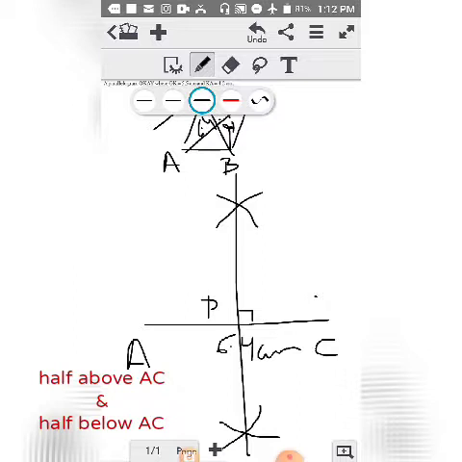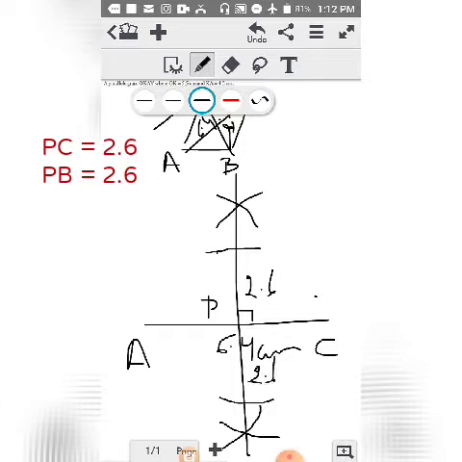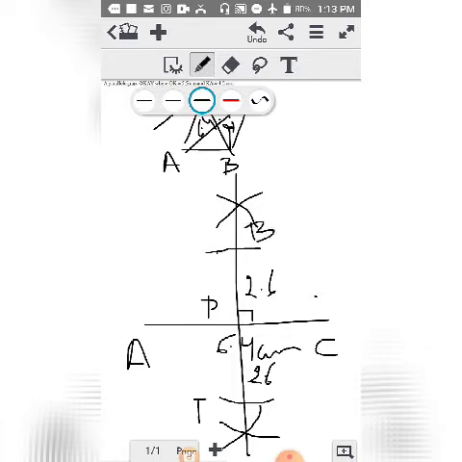So keep your compass at P and cut a 2.6 arc. This is half of this. Then keep your compass at P and cut another arc which is 2.6. So you have made two arcs which are cutting the line. Where you have cut, give names to these first. The upper one you can call B, and where you have cut below, that is point D. Now the figure is complete.